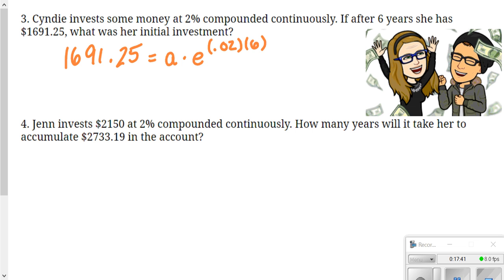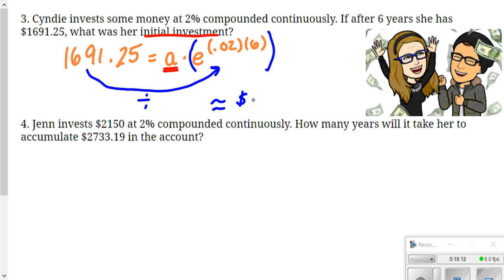Cindy invests some money at 2%. If after 6 years she has that amount, what was her initial investment? So initial investment means what you start with. So whatever letter you have here is what you are solving for. On your calculator, all you have to do is find out what this part equals, and then take the $16.91 and 25 cents and divide by that to isolate the A, or the capital P, or whatever letter you want to use there. And that should come out to being almost exactamundo $1,500.